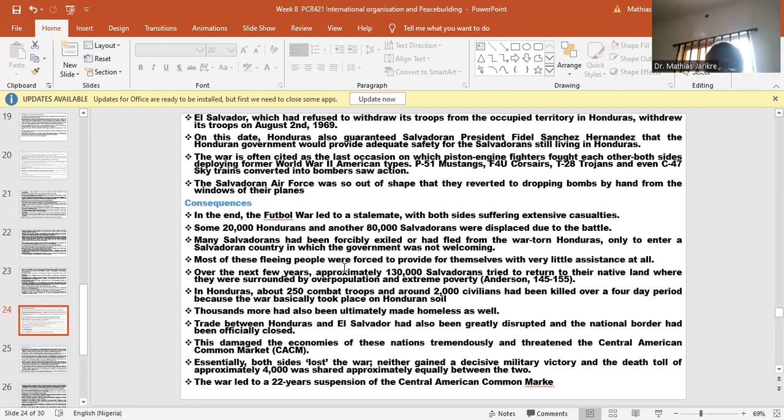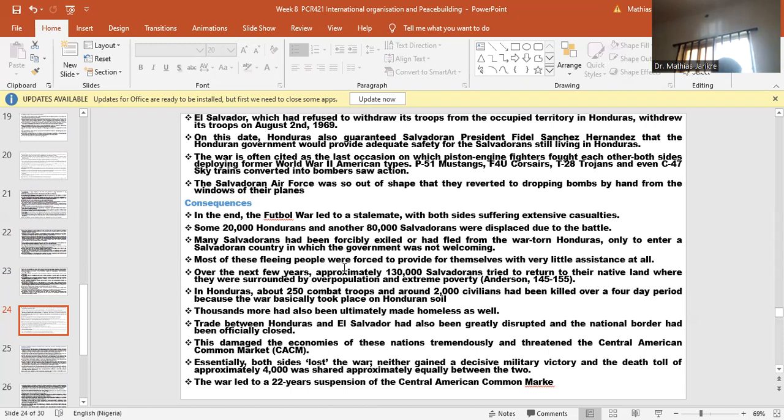The war is often cited as the last occasion in which piston engine fighters fought each other, both sides deploying former Second World War American types: P-51 Mustangs, F4Us, and also Cavaliers. Sky trains converted into bombers saw action. Now, the Salvadorian Air Force was so out of shape that they reverted to dropping bombs by hand from the windows of their planes.